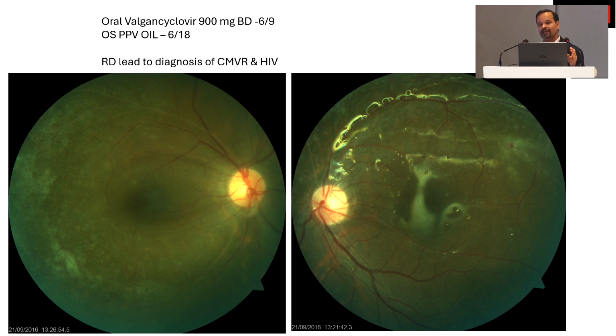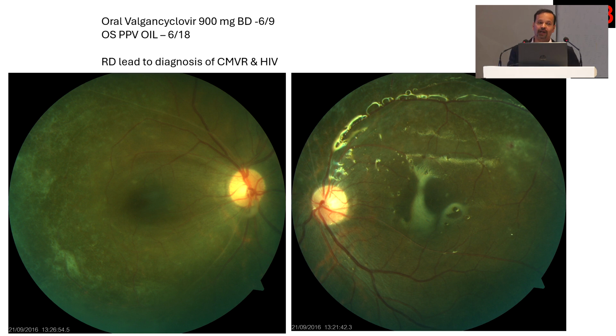So remember, as compared to ARN, here we give valganciclovir as compared to valacyclovir. The dose is 900 milligram BD typically for 2 to 4 weeks till the retinitis heals, and once the retinitis heals, you can shift to a maintenance dose of 900 milligram OD. Now remember, as compared to ARN, typically CMV retinitis will happen in an immunocompromised status.